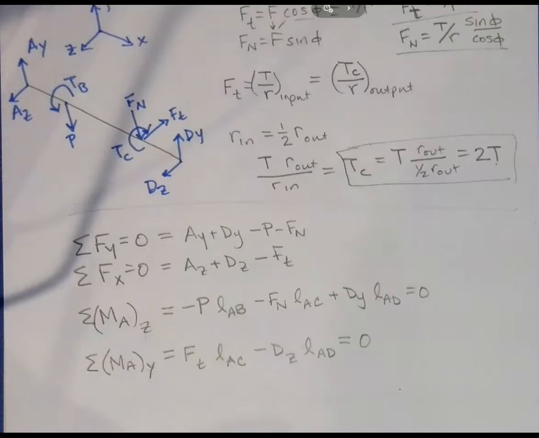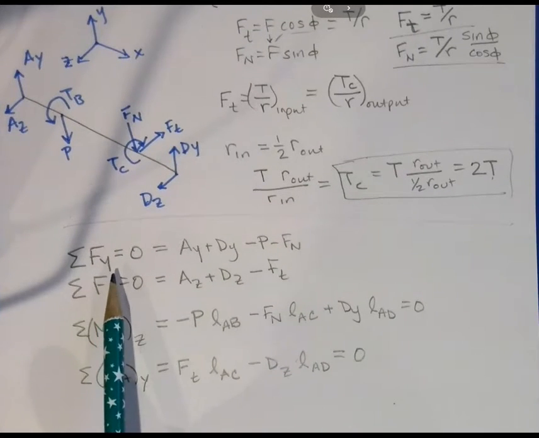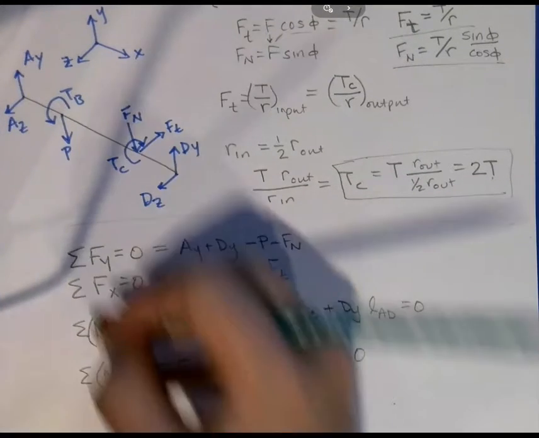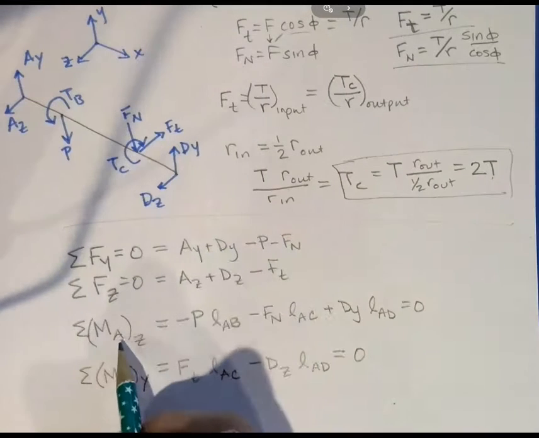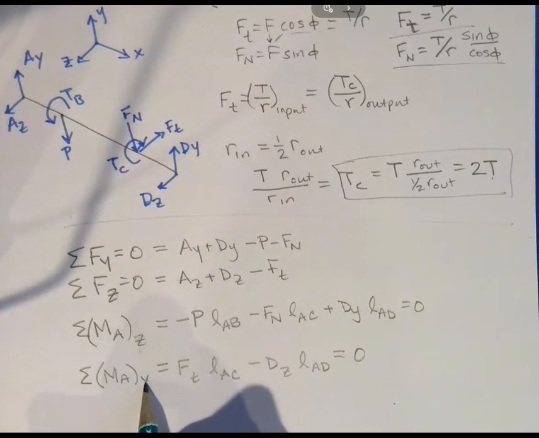Okay, so I developed my 4 equilibrium equations, and so you can see some of the forces in the Y, that should be Z, the sum of the moments about A in the Z, and the sum of moments about A in the Y.